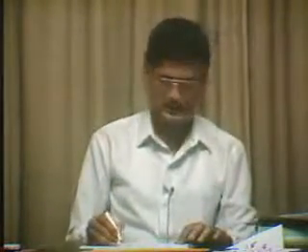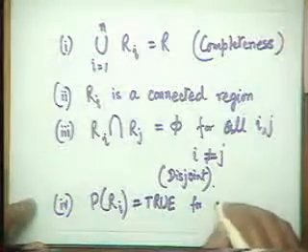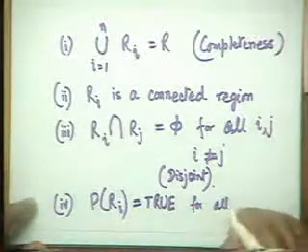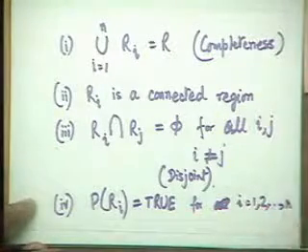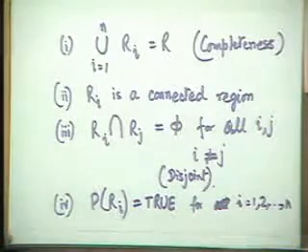That means when I define other regions, with i equal to 1, 2, 3, 4, every region must fulfill this property. The pixels within that region must have the common similarity property. So this must be true for i equal to 1, 2, up to n.